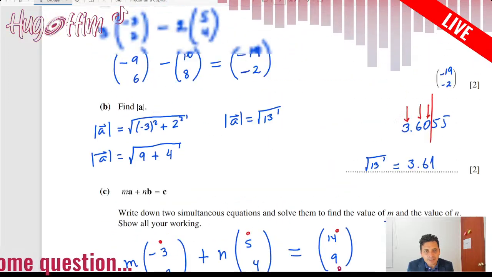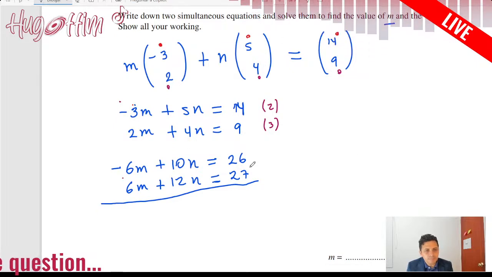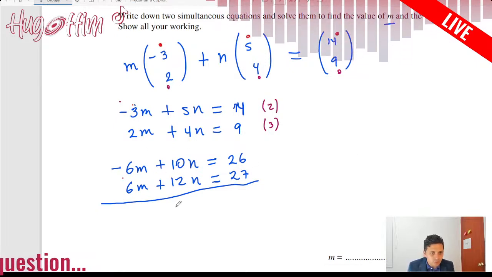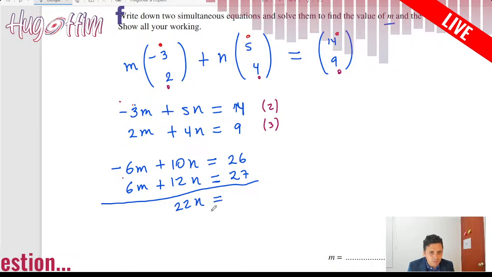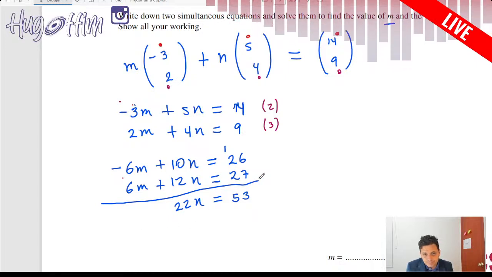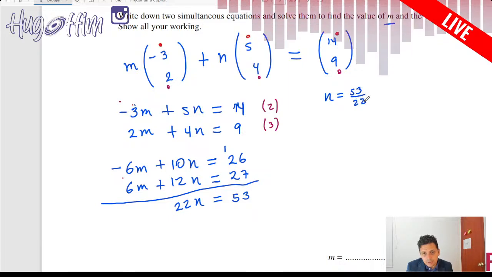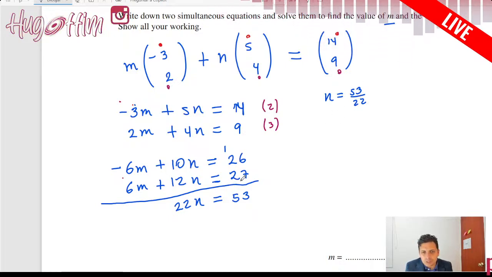Let me verify that I don't have any sign mistake. Okay, the only negative is with m. Good. So I'm just going to add: 10 and 12 is going to be 22n equals 27 plus 26, which gives 53. So it means that n is going to be 53 over 22.